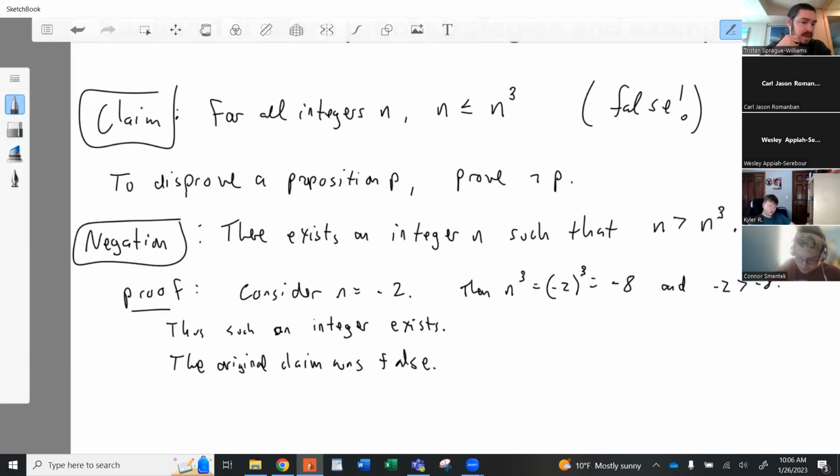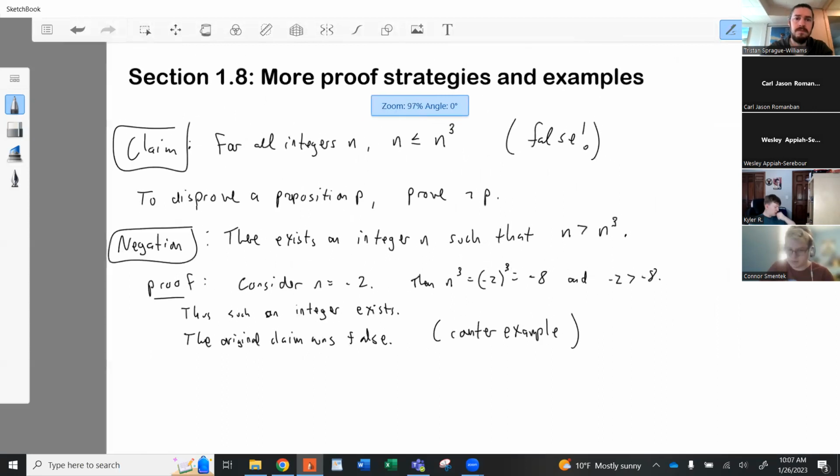Okay. So sometimes you can disprove something. You can disprove a for all statement with an example. This is called a counterexample.